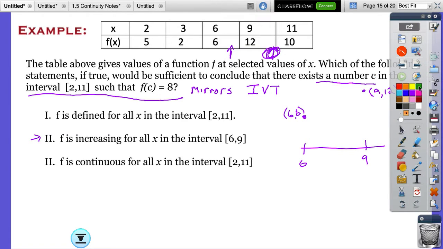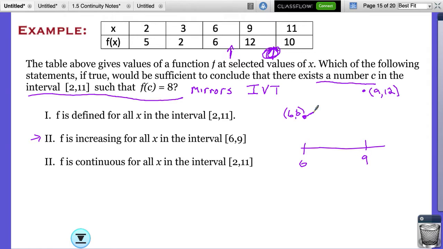I could have a function that, hey, I'm going here, I'm increasing. And I'm still increasing, yes. But I could have totally skipped over 8. It's increasing the whole time, but it totally skipped over it. So even though that does seem like that would need to be true, it doesn't necessarily have to be true. Or if it's true, it doesn't necessarily mean that that's going to work.